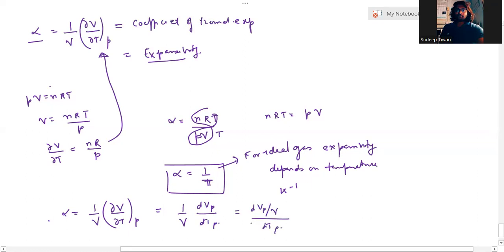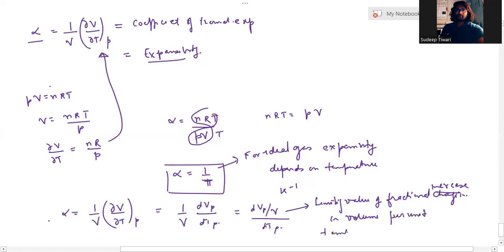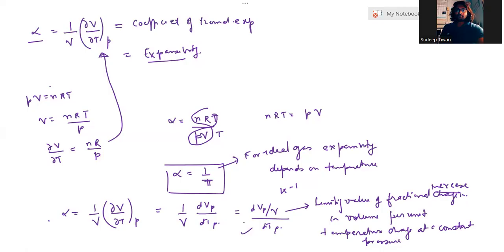So how can I define expansivity? Expansivity can be written as the limiting value of the fractional change in volume, or fractional increase in volume if I'm taking it as positive, per unit temperature change at a constant pressure. Is that fine to you? So this is how you can also define your expansivity. This is just a matter of recapitulation; all these things we have done in the previous class itself.